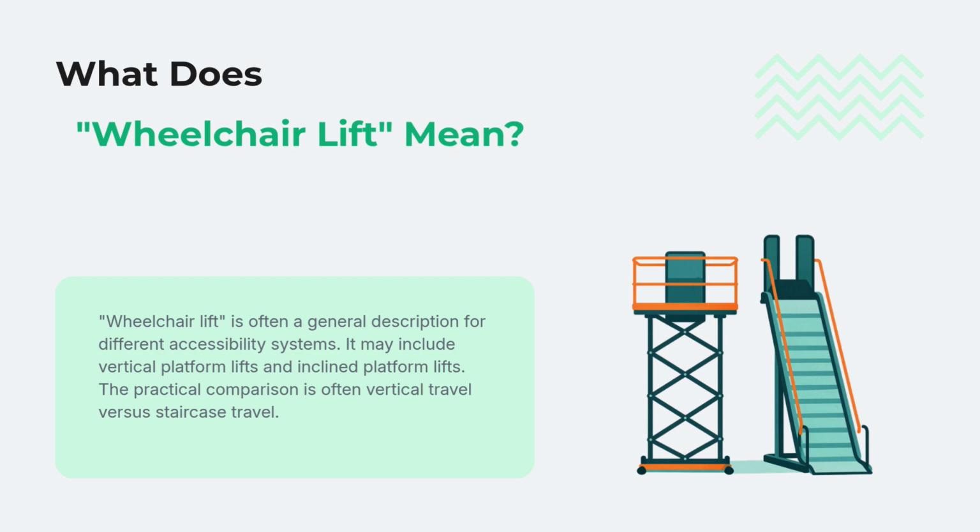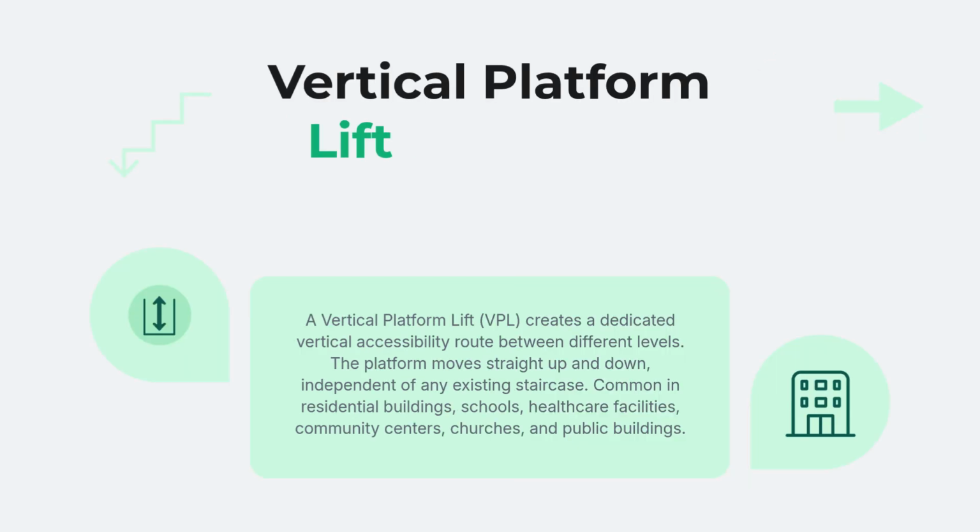Understanding vertical platform lift and wheelchair lift. A vertical platform lift, also called a VPL, creates a dedicated vertical accessibility route between different levels. It is commonly used in residential buildings, schools, healthcare facilities, community centers, churches, and public buildings. Because the platform moves vertically, it does not rely on the existing staircase. This allows normal pedestrian traffic to continue using the stairs while the lift provides an independent accessibility path.